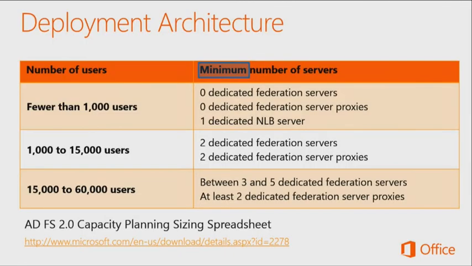As you can see, the more users you have in a small business scenario, which is what this course is about, we're looking at 2 ADFS servers, 2 proxies, and 1 DirSync server, so 5 total servers. And there is an ADFS capacity planning sizing spreadsheet on this link on this screen.